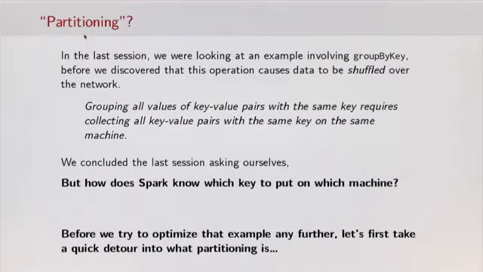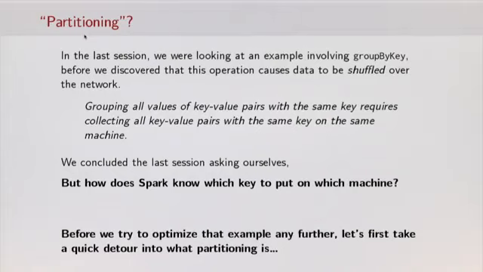In the last session, we focused most of the session on a specific example involving the group by key operation. We saw that using this operation causes data to be shuffled over the network. This is because to group all of the values with their corresponding key, you've got to move all of the values to the same machine.